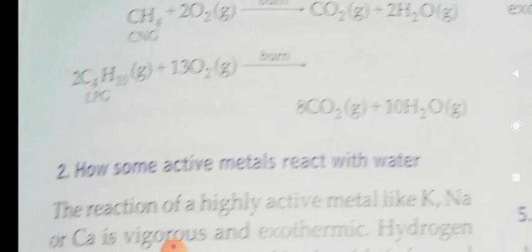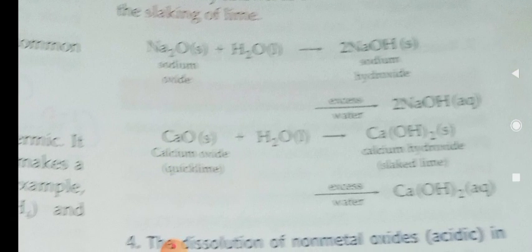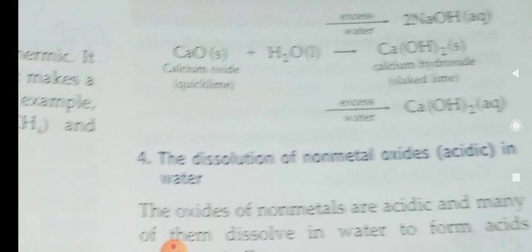The next one is how some active metals react with water. The third process is dissolution of metal oxides, that is bases, in water. When bases dissolve in water, during that reaction heat energy is evolved. For example, sodium oxide, Na2O, when dissolved in water, forms sodium hydroxide. During that process heat will be evolved.